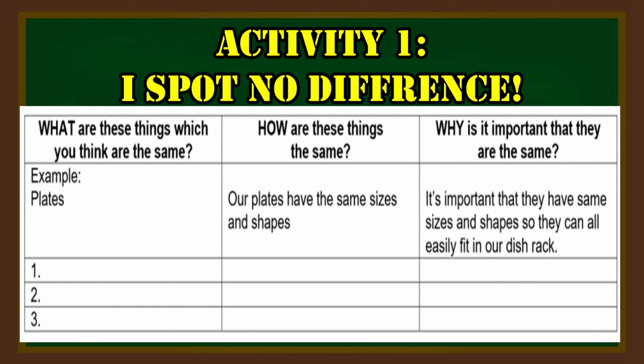Complete the table below by providing the following in each column. Activity number 1. I spot no difference. In column number 1, what are these things which you think are the same? Example, plates. Column number 2. How are these things the same? Example, our plates have the same sizes and shapes. Column number 3. Why is it important that they are the same? Example, it's important that they have exactly the same sizes and shapes so they can all easily fit in our dish rack.